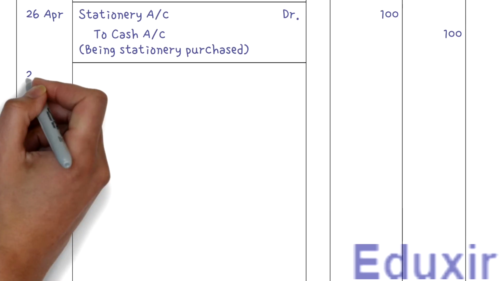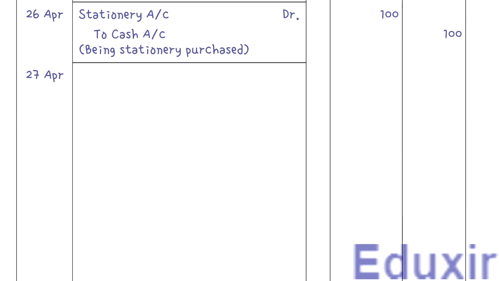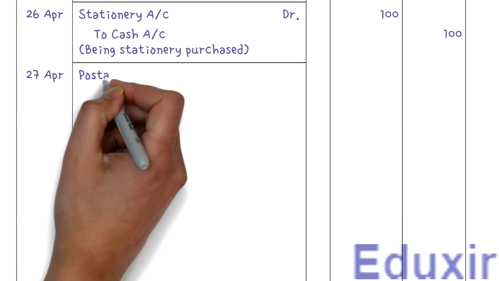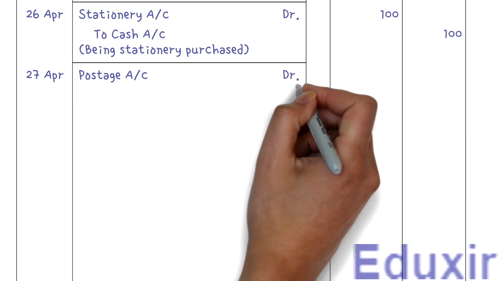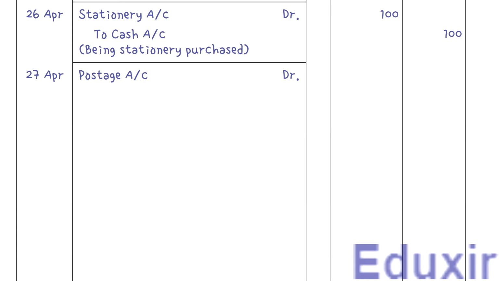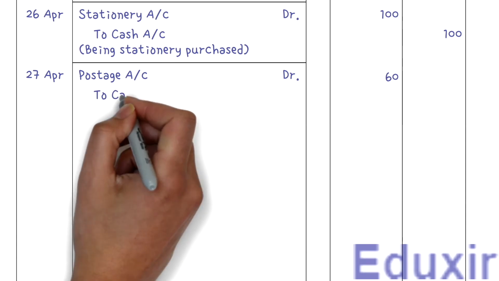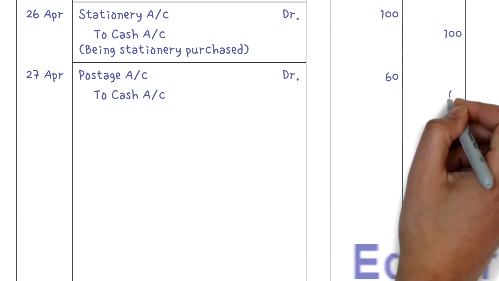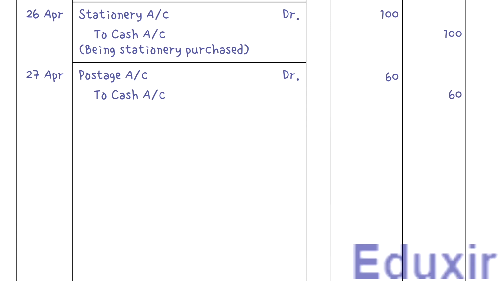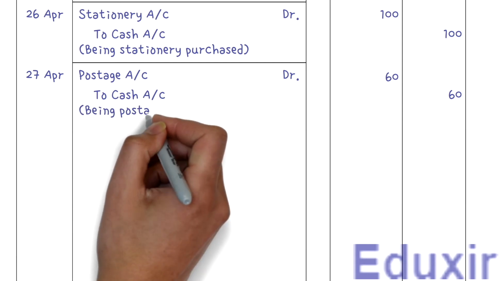Let us first record the date. Let us then record the postage account as the debit entry. Let us also write the text DR to indicate that this is a debit entry. Let us then record the debit amount of 60 rupees in the debit amount column. Leaving a margin, let us record the cash account as the credit entry. Let us also record the credit amount of 60 rupees in the credit amount column. Let us now record the narration or description of this transaction, that is, being postage charges paid.